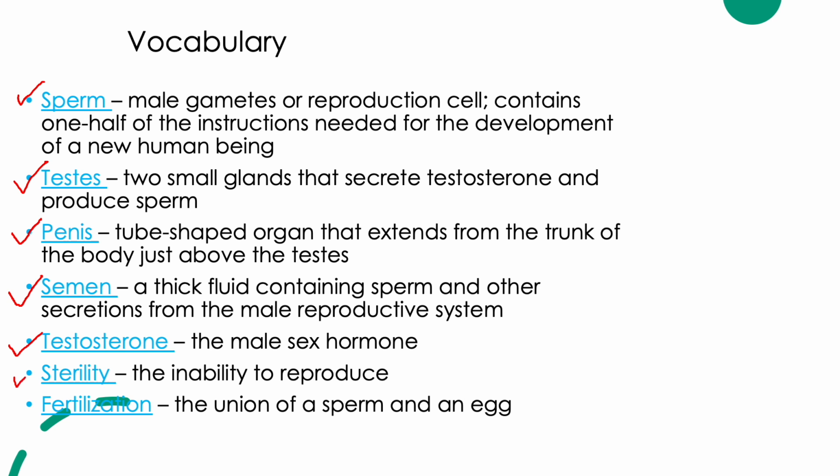Sterility is when the body becomes unable to produce or reproduce. It's kind of the same as infertility. Fertilization is the term for when sperm and egg join together. You know that the sperm has 23 chromosomes and the egg has 23 chromosomes. When they both join, they result in 46, so 23 plus 23 is 46, which is the complete chromosome number in the body.